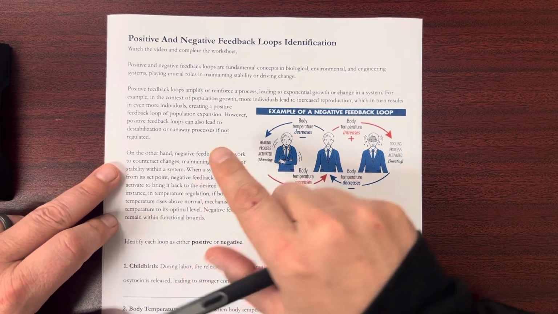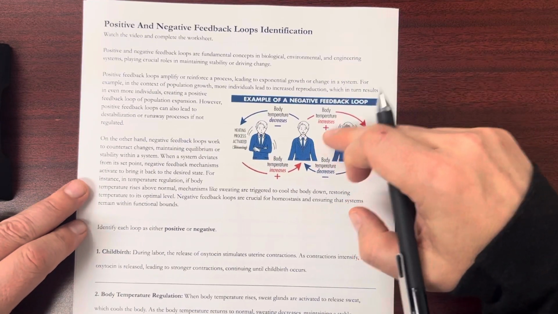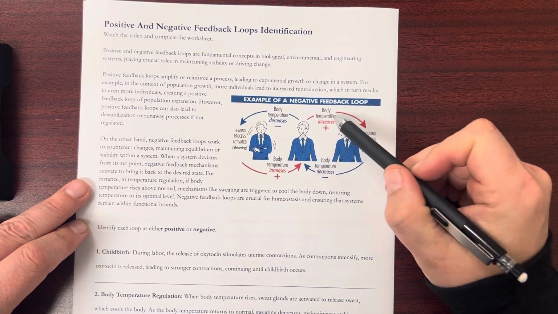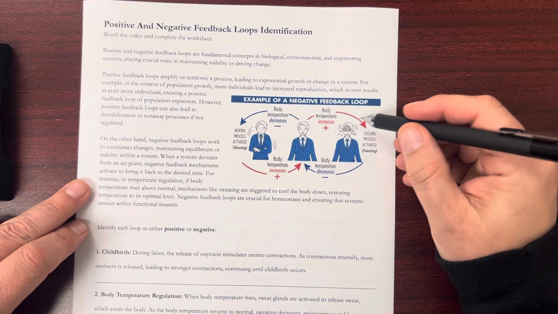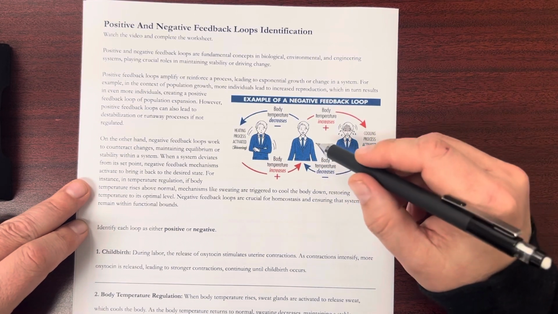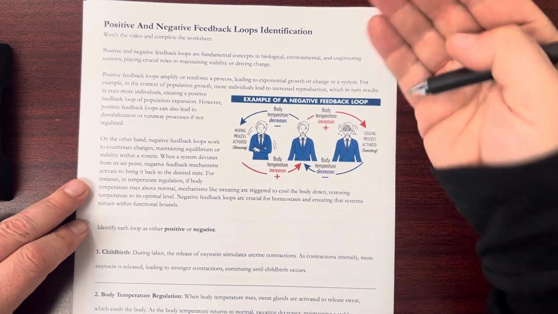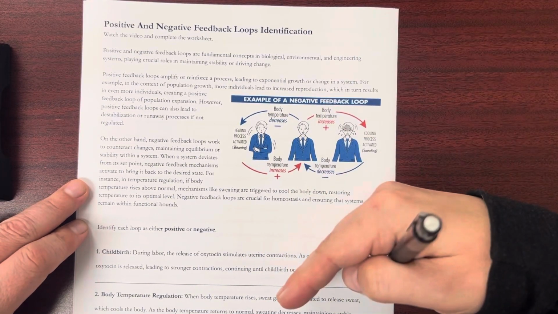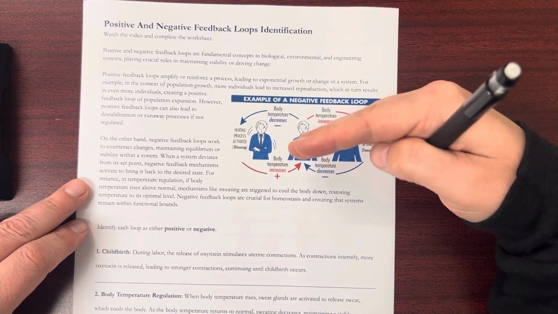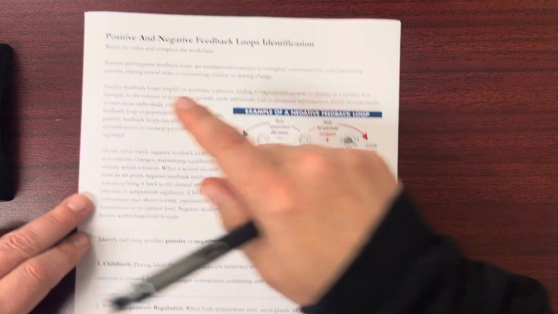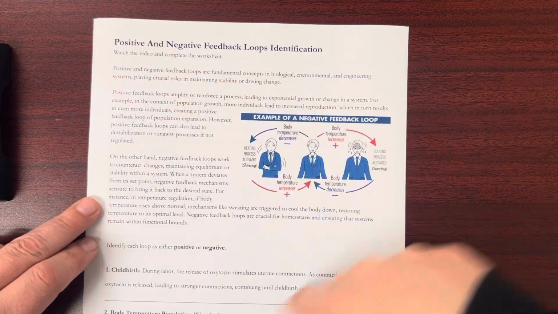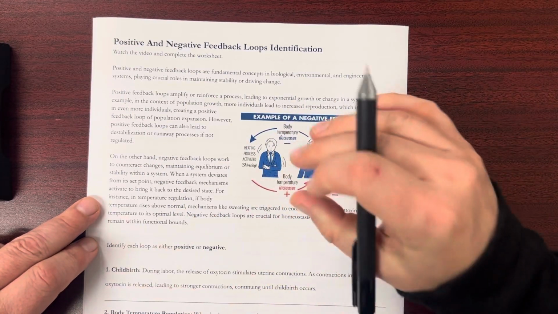Negative feedback loops tend to try and stabilize. So if something goes up, here's an example of a negative feedback loop. If body temperature goes up, they're going to do something to bring the body temperature back down. That's a negative feedback loop. So as something either goes up or down, a negative feedback loop will try and counter that and bring it back down or bring it back up. Positive feedback loops, they're just kind of a runaway process. You get more and more and more of the same thing.